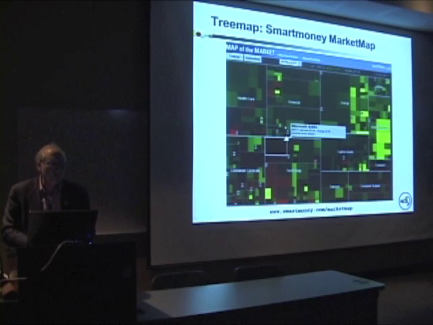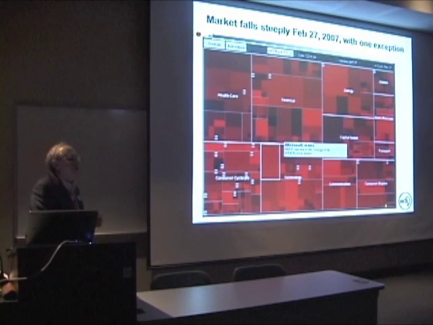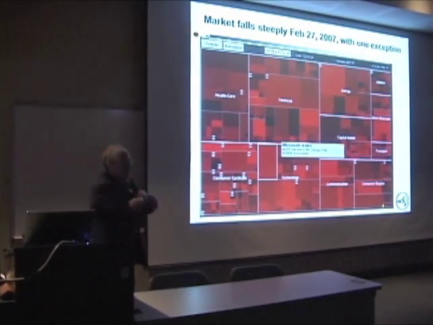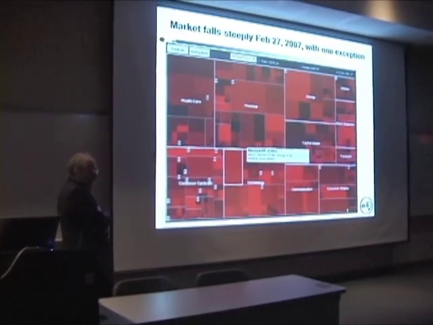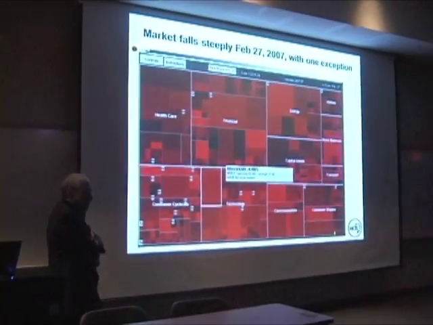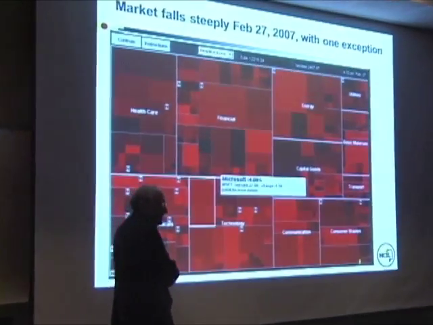The area indicates the market capitalization of the company. They're organized in 11 industry groups. The green stocks are rising, the red stocks are falling, and you can get something of an overview. Now, sometimes it really produces interesting patterns, like this one. Anybody see anything interesting here? This is a bad day on the market. You see anything interesting?